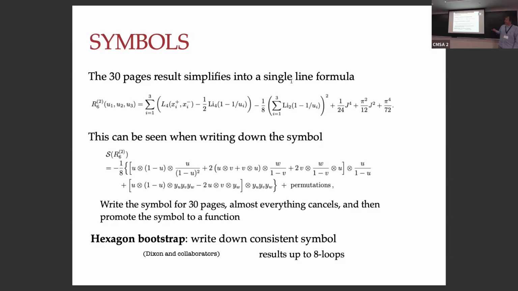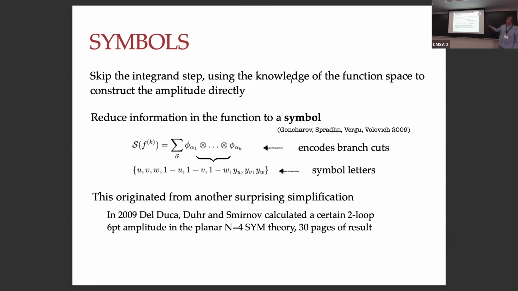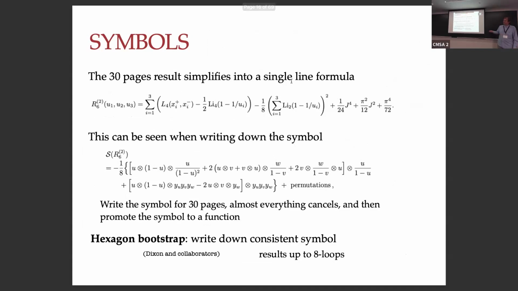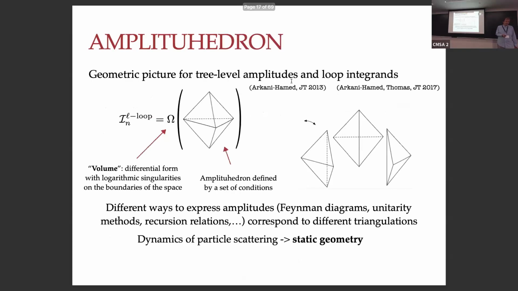The discovery of symbols was done by Goncharov, Spradlin, Vergu, and Volovich in 2009. And the idea of symbols was then used heavily by Lance Dixon and his collaborators to run the hexagon bootstrap, which is the effort to calculate 6-point amplitudes in this theory to very high loop order. They were able to get to an extremely high, kind of unbelievable loop order, 8 loops, but they also have some all-loop-order conjectures for various things.